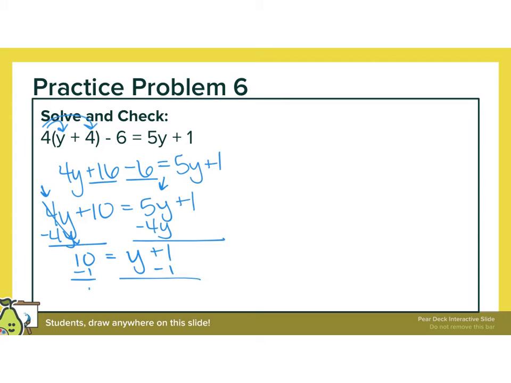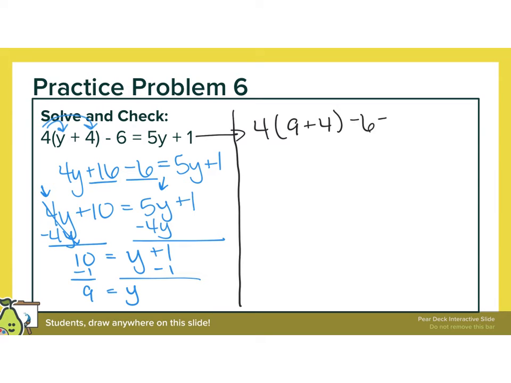So I have 9 equals y, I think. It's not 2 this time. Let's check it. I'm going to rewrite this whole thing, but instead of y's, I'm replacing them with 9's. So 4 times 9 plus 4 minus 6 equals 5 times 9 plus 1.